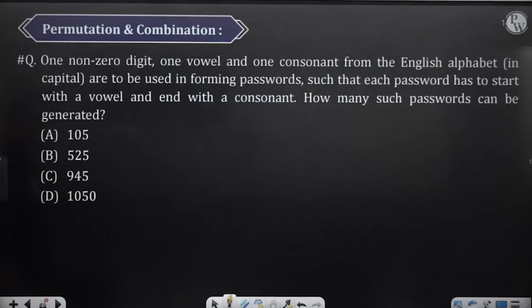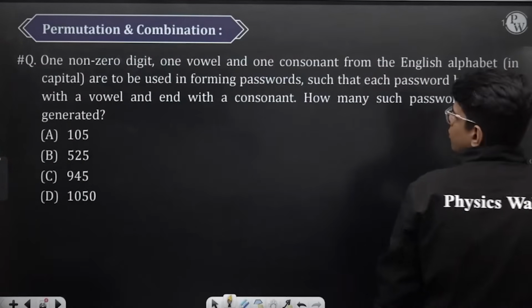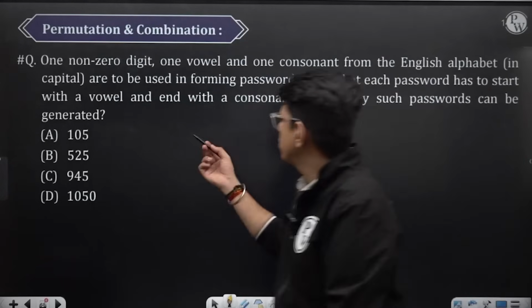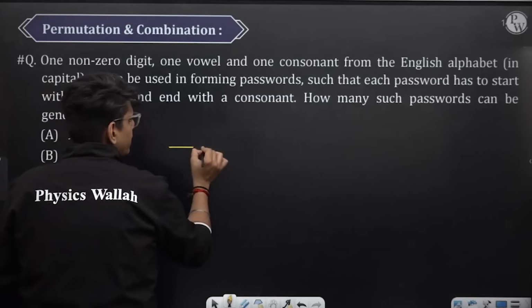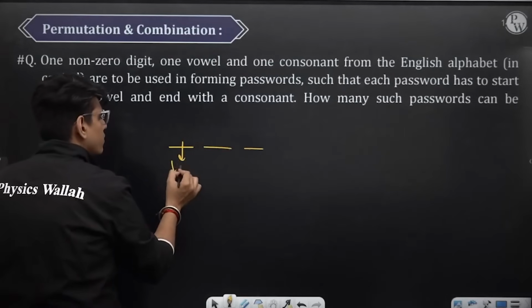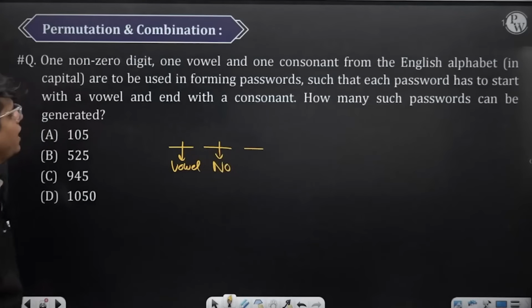Next, one non-zero digit, one vowel and one consonant from the English alphabet in capital letters are to be used in forming a password such that, so there is a password with 3 positions. The password has to start with a vowel, then a number and end with a consonant.